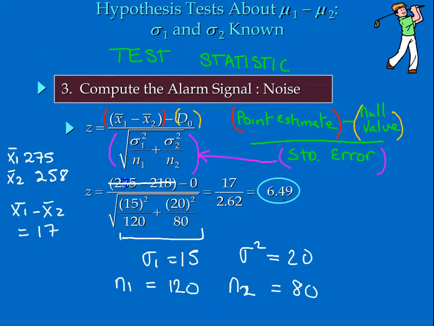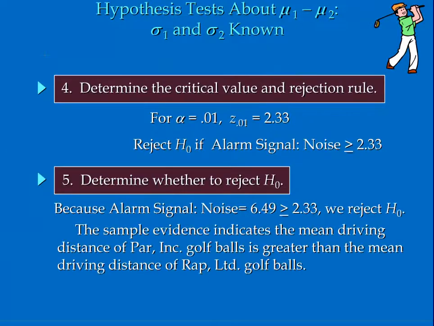So anyway, we have 17 minus 0 all over the standard error. The standard error, as you can see, works out to be 2.62. 17 minus 0 is 17. So our test statistic works out to be 6.49. Okay, that's a big step there. That's the major part of the calculation.